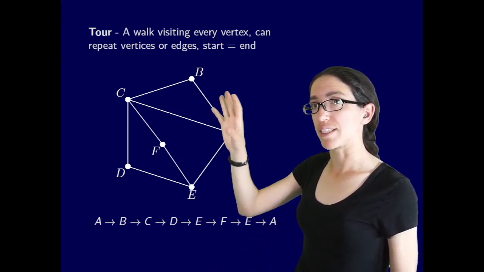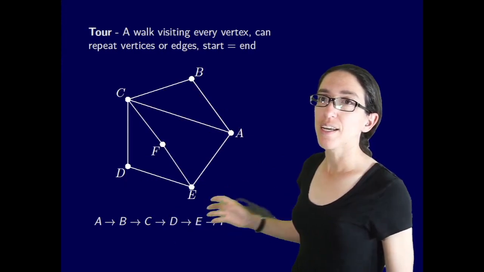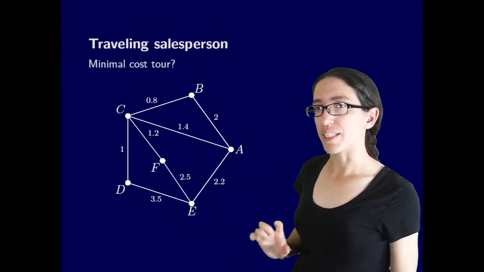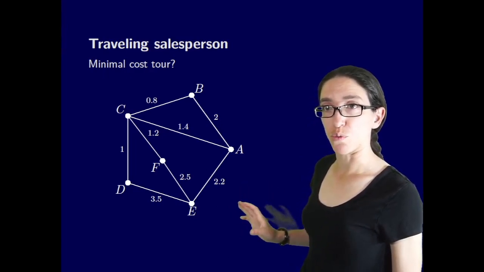So say you're a traveling salesperson trying to go to every city in this graph, and you want to know an optimal way of doing it. We can say some things about it by going back to the notion of weighted graphs.